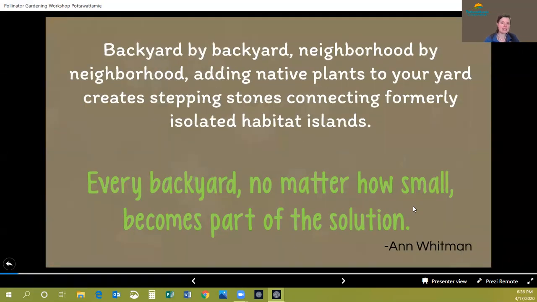Okay, now I didn't want to have a ton of text in my presentation, but there is going to be a little bit, so just read it because it's the good stuff. So I'll just read it for you to make it a little bit more dramatic. Backyard by backyard, your backyard, neighborhood by neighborhood, all of our neighborhoods. When we're adding native plants to our yards, we create stepping stones. These are our wildlife corridors that help to connect our formerly isolated habitat islands.